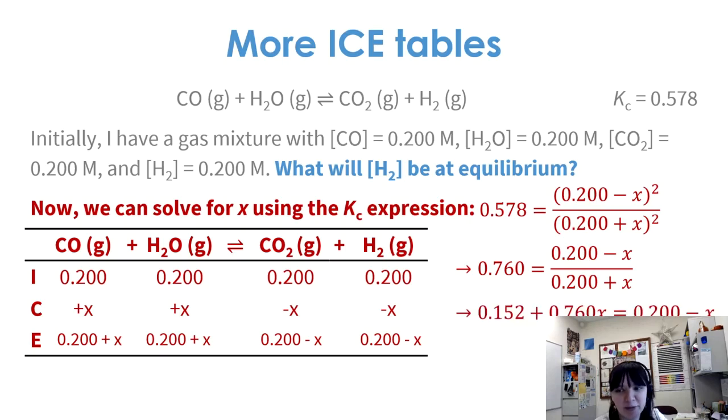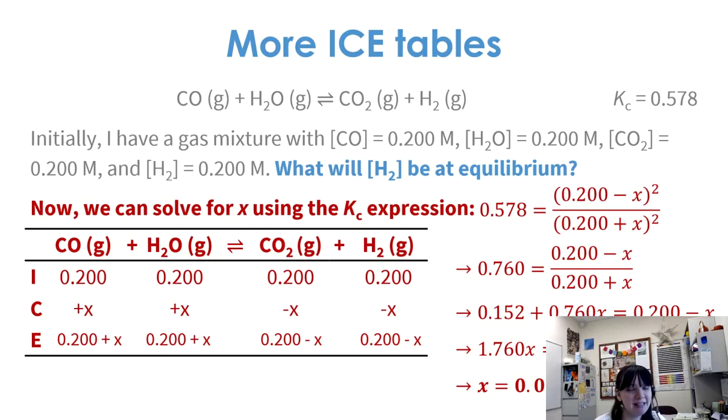And then again here I'm going to just get through the algebra. What I want to do is eventually isolate X. So I'm going to multiply both sides by the denominator of that fraction. And then I'll start combining like terms, putting my X's together and putting my non-X's together, and that brings me to this point where I have 1.760x equal to 0.048. I can then solve for x as 0.027.